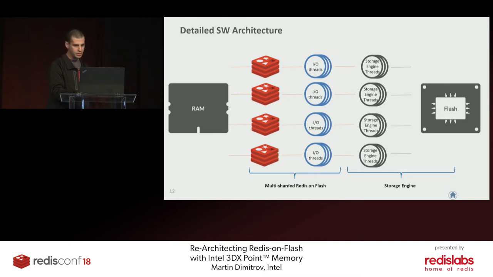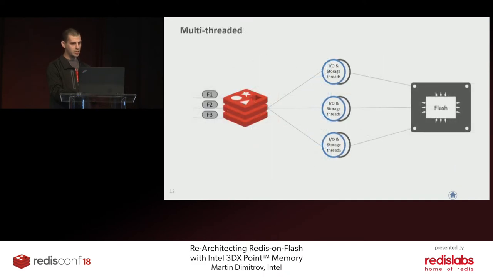I forgot to mention that the storage engine we use normally is RocksDB. So there are many RocksDBs inside each Redis process in order to access the values which are on flash. Here we have a simple example of a few requests that come from this side into the shard. The requests are distributed from that one shard into multiple IO threads, which go to RocksDB.